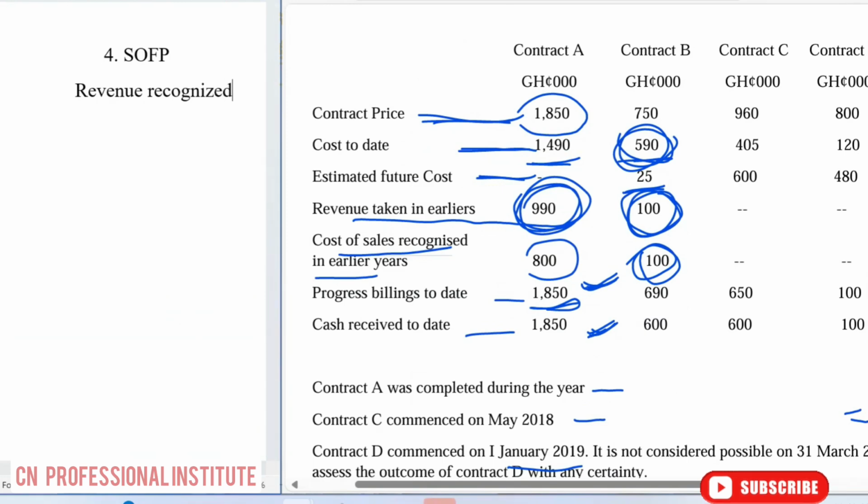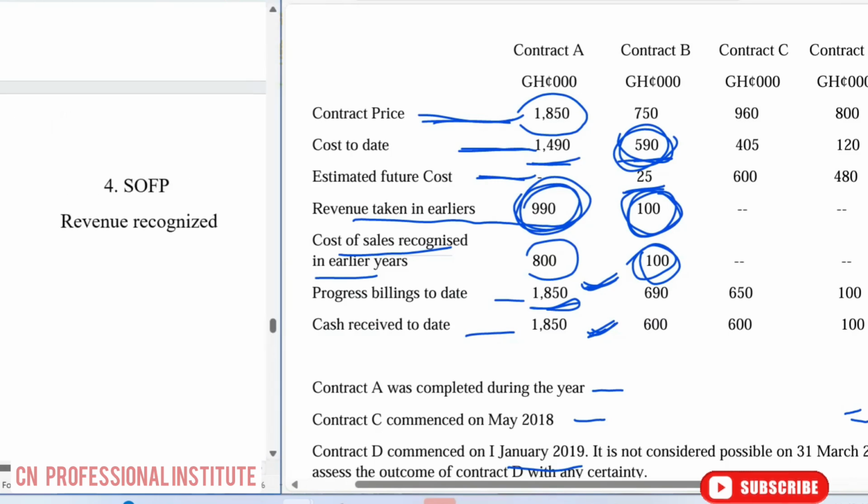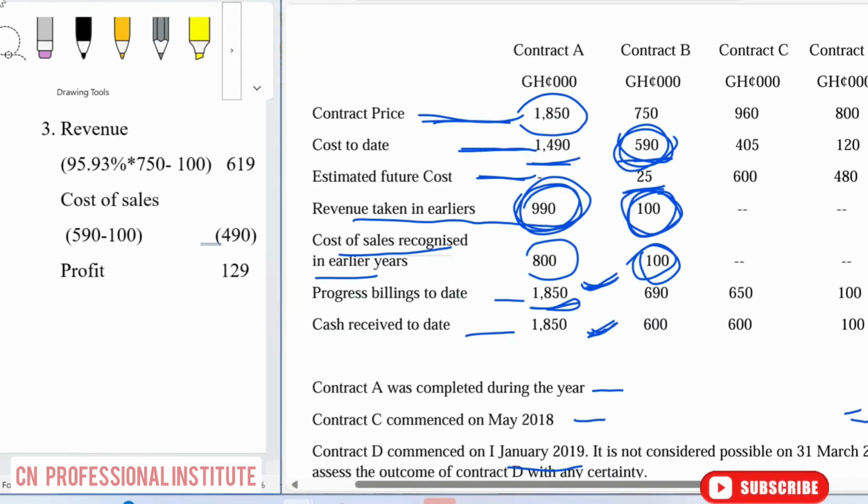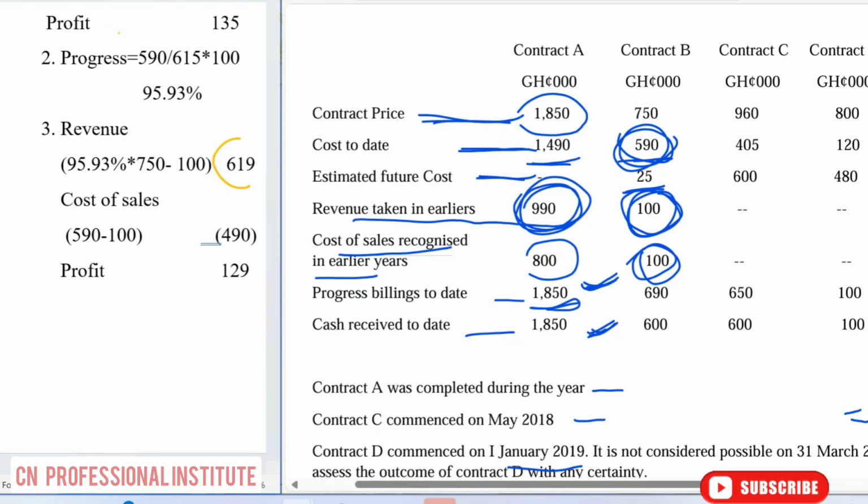Okay, it is to date. I'm saying again, it is to date because some financial position items are cumulative, not the revenue recognized for only the P&L. If you come to P&L and check the revenue, we recorded revenue of 619. That's the revenue for the year, after we've deducted the 100 taken in the previous year.